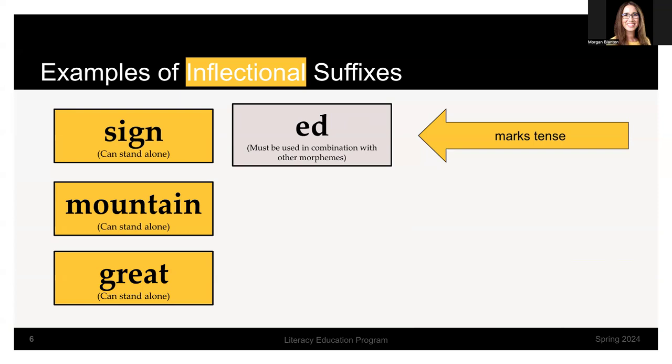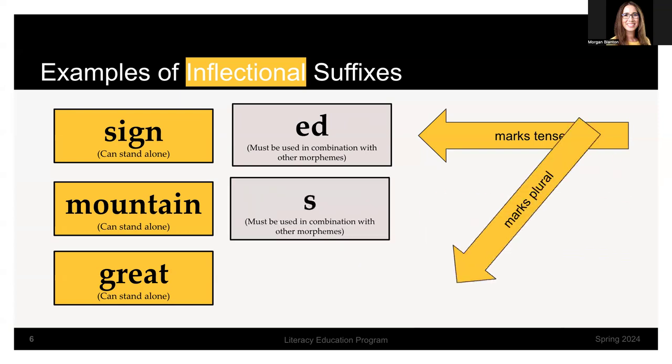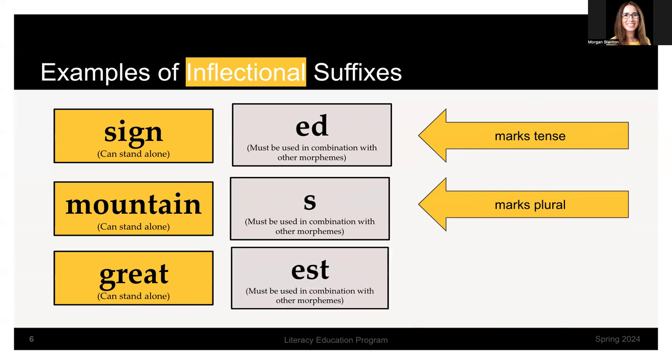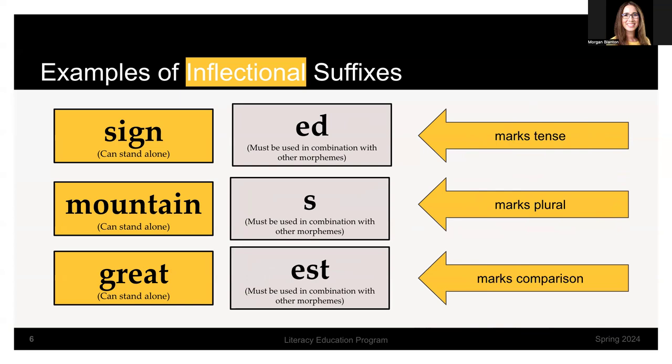The next one, mountain, is a noun. When I add the suffix s to the end of it, then it just means more than one mountain. So it's still a noun. It just means it's plural now. The last one, great, that's an adjective. If I add est to the end, now I'm saying not only am I describing something, but I'm describing it in comparison to other things.